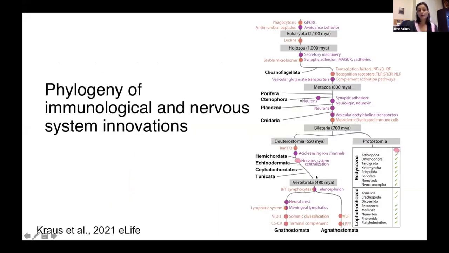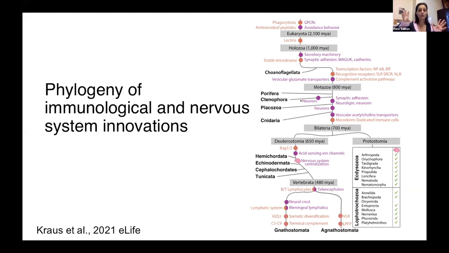So we put together this phylogenetic tree where what we basically did was look at major innovations, key steps in evolution, in both the nervous system and the immune system, to see in parallel when exciting things were happening, right? And one of the things that was, of course, very clear is that even before metazoans, which emerged 800 million years ago, we may even think about unicellular organisms already having key aspects of a nervous system, like glutamate transporters, as well as key aspects of an immune response, like complement or PRRs or other important transcription factors.